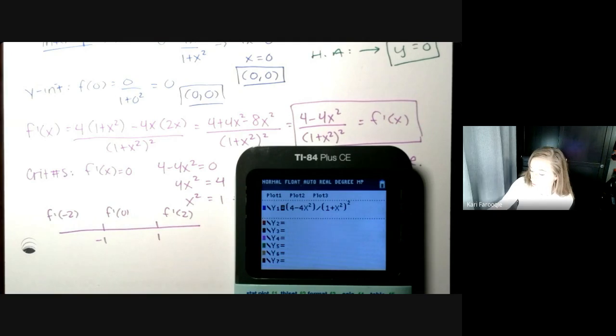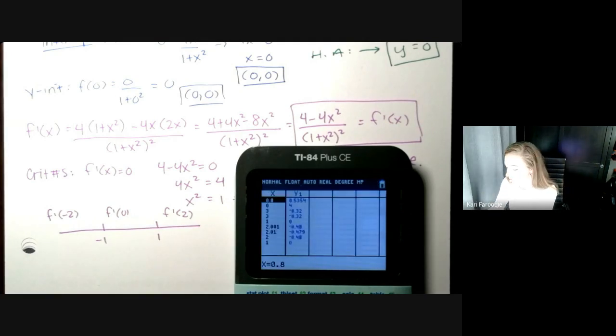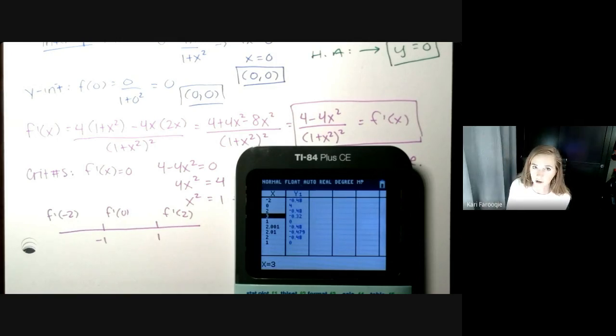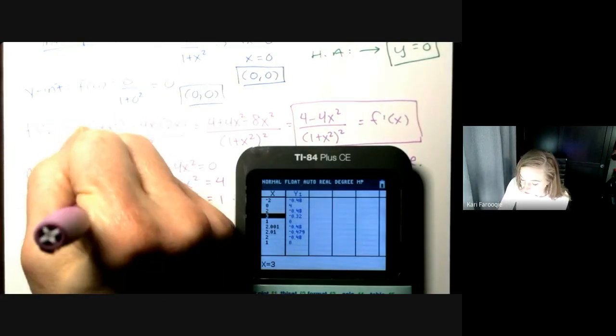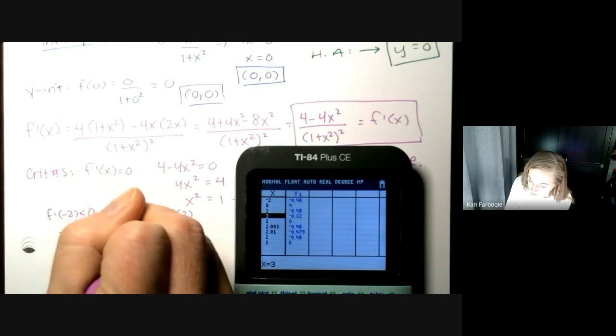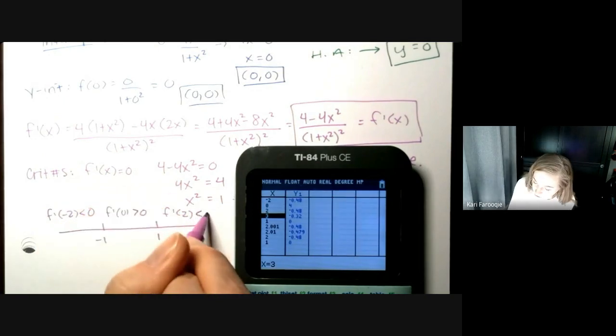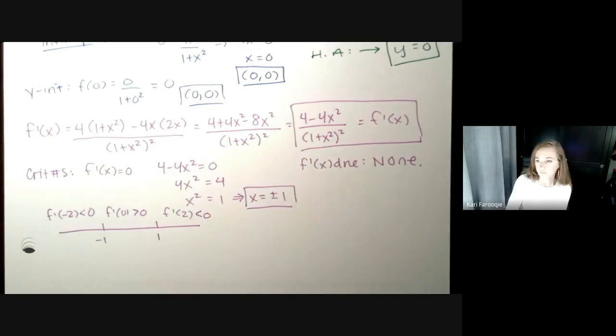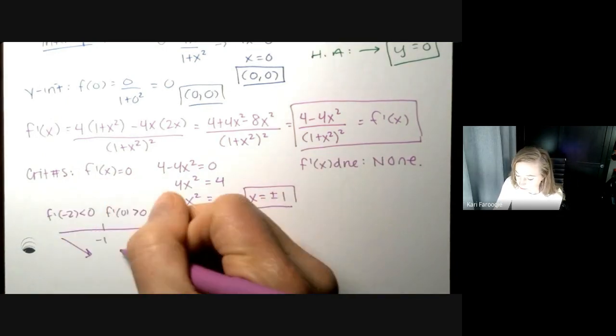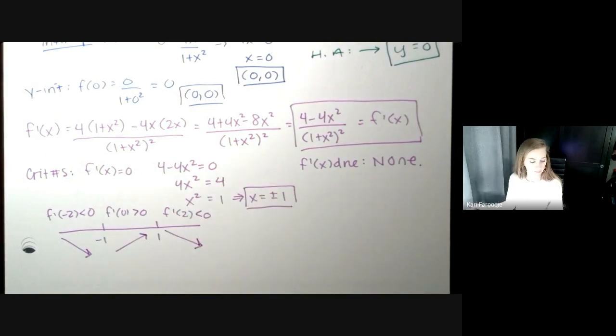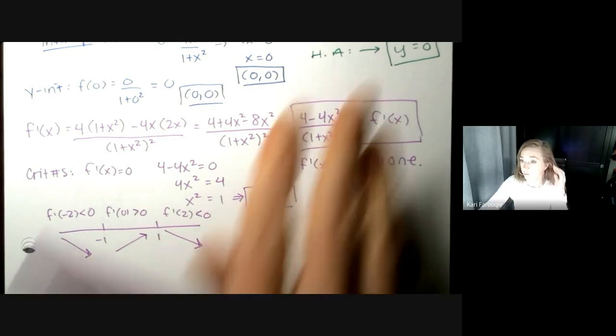And then we will go to our table. I'm going to enter -2, 0, and +2. Now, I'm just going to write negative, positive, or negative, depending on what it is. But like I said, on your exam, I want to see the values, so I know you actually plugged them in and you knew what you were doing. So f prime of -2 is less than 0, f prime of 0 is greater than 0, and f prime of 2 is less than 0. So we're going down, up, down. That means that both of these critical numbers yield relative extrema.